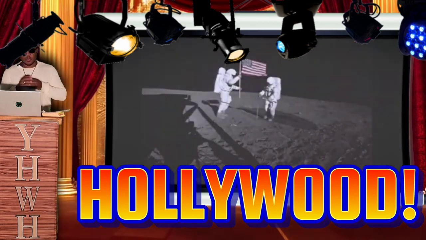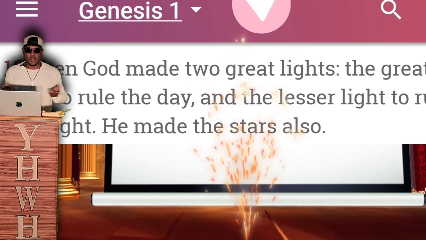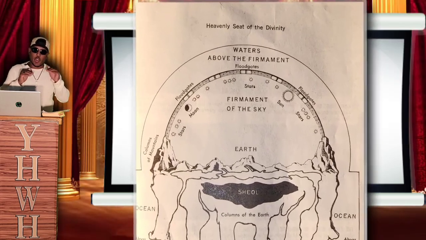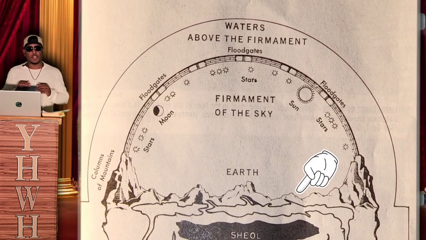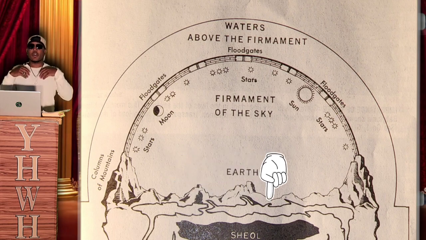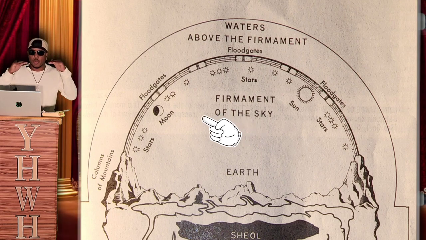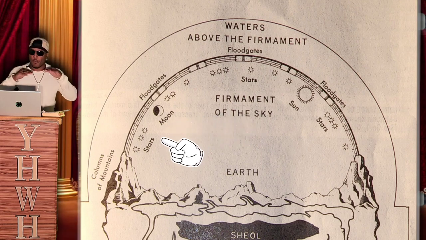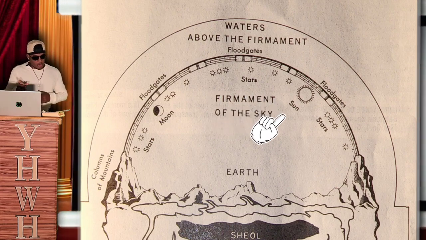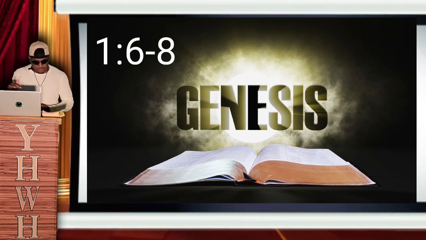Basically, scripture debunks the moon as being anything to land on. And we'll see that in a little bit when he calls dry land earth. Dry land is only the earth, while above us are light sources with no ground, no floor, no platform to land on. All right? But now we are going to go to Genesis 1 verse 6 through 8.